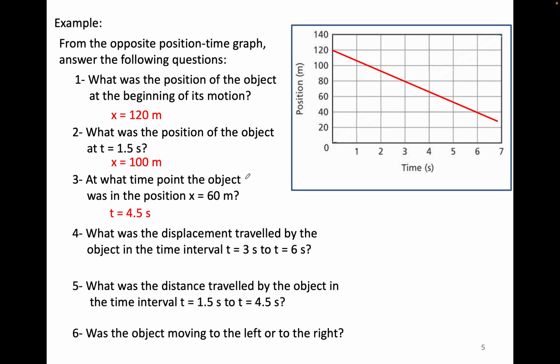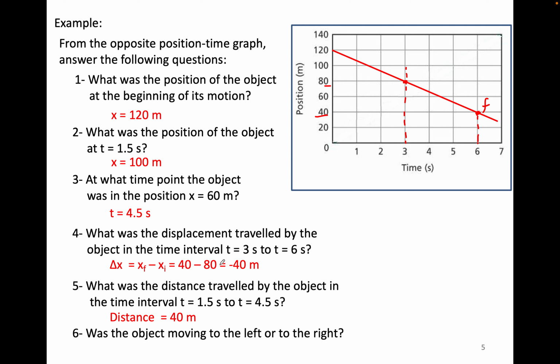What was the displacement? I can do xf minus xi. Between 3 and 6, these are my two points here. So I will do final minus initial. Or I should actually say 40 minus 80, right? Because this is final, this is initial. So I will do 40 minus 80. My displacement was negative 40. I know it's negative because the slope is going down. So that makes sense. It's a way to check.